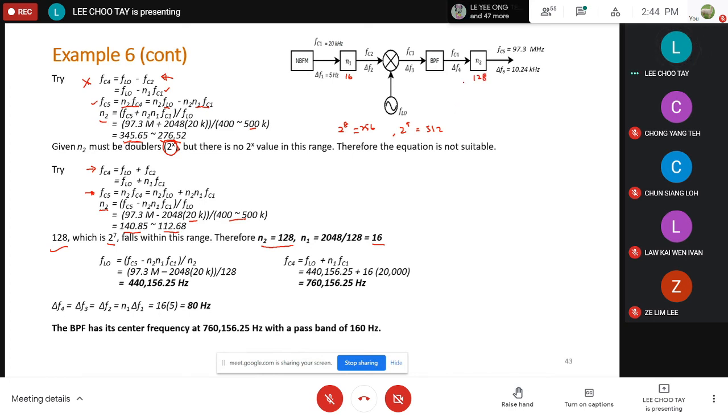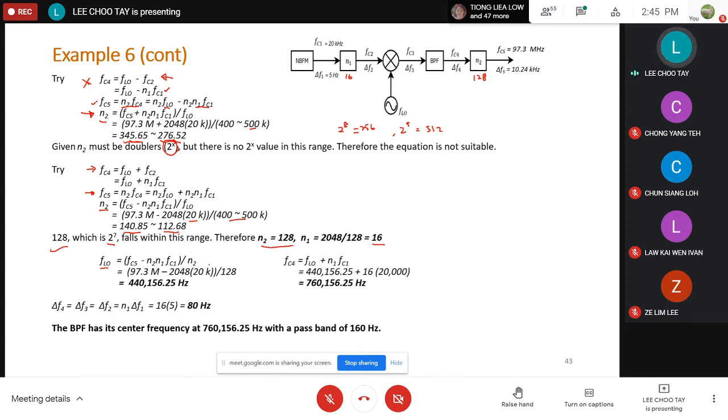Now we need to find what the local oscillator frequency is. To find FLO, substitute N2 back into this equation. You rearrange it, swapping N2 with FLO, and then you get FLO equals FC5 minus N2 N1 FC1, divided by N2.